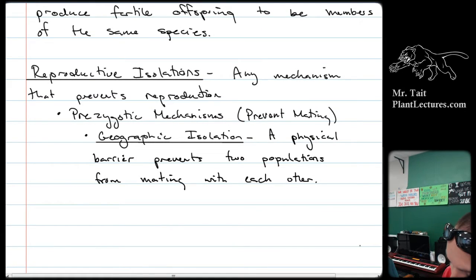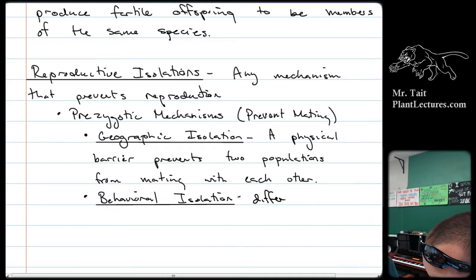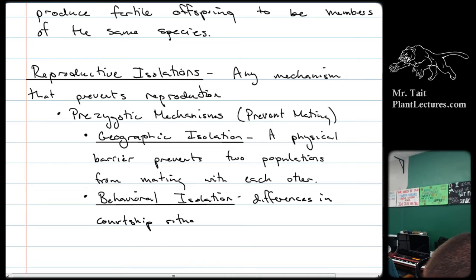Okay. So the next thing, and in those finches, geographic isolation was definitely the beginning. It was the thing that started the process moving along. The next thing, though, that took over was something called behavioral isolation. Behavioral isolations are differences in courtship rituals between species.